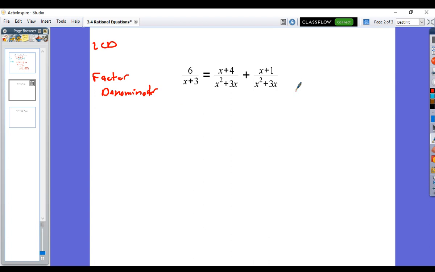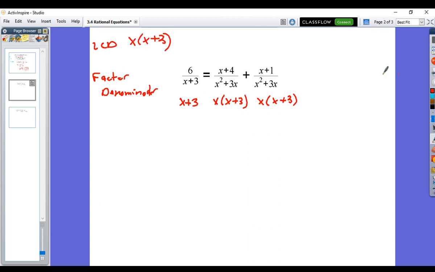Now when we do that, we kind of see the pattern. So x plus 3 is factored completely. You can't factor anymore. So this right here is x plus 3. Here, we can factor out an x, leaving us an x, and then an x plus 3. And here, again, we factor out an x, leaving us an x plus 3.